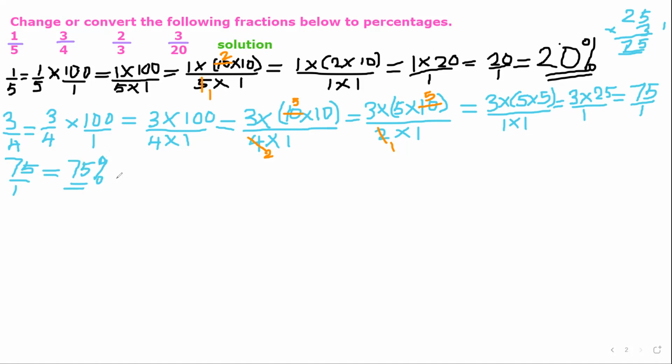75%. Therefore, 3 over 4, when you change to percentage, is what? 75%. Okay, good.